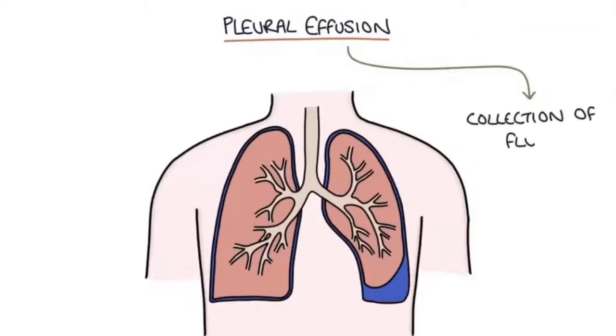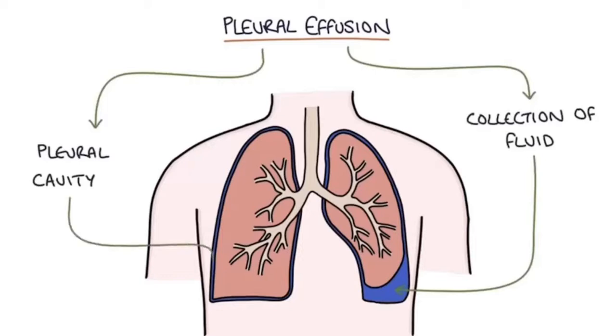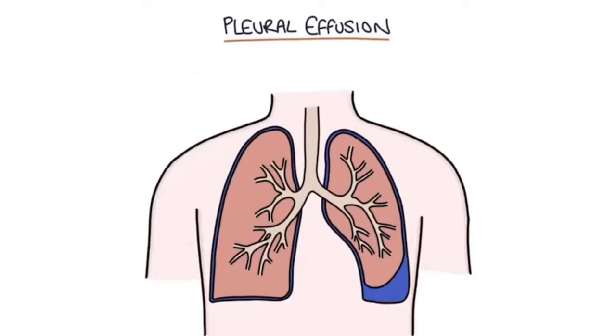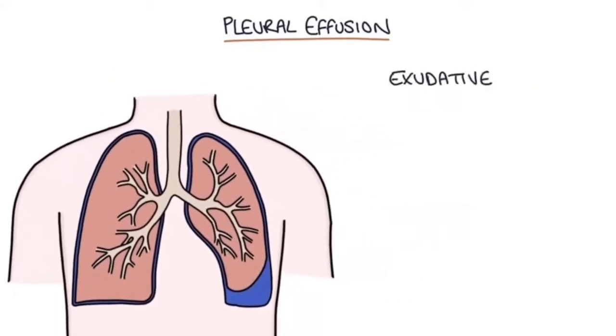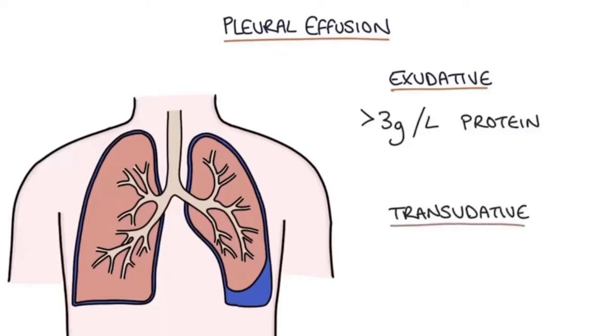A pleural effusion is a collection of fluid in the pleural cavity, and this is a cavity between the lung and the chest wall. This can be either exudative, meaning there's a high protein count of above 3 grams per litre of protein, or transudative, meaning there's a relatively lower protein count of less than 3 grams per litre. Whether it's exudative or transudative helps you to determine what the cause of the pleural effusion is.